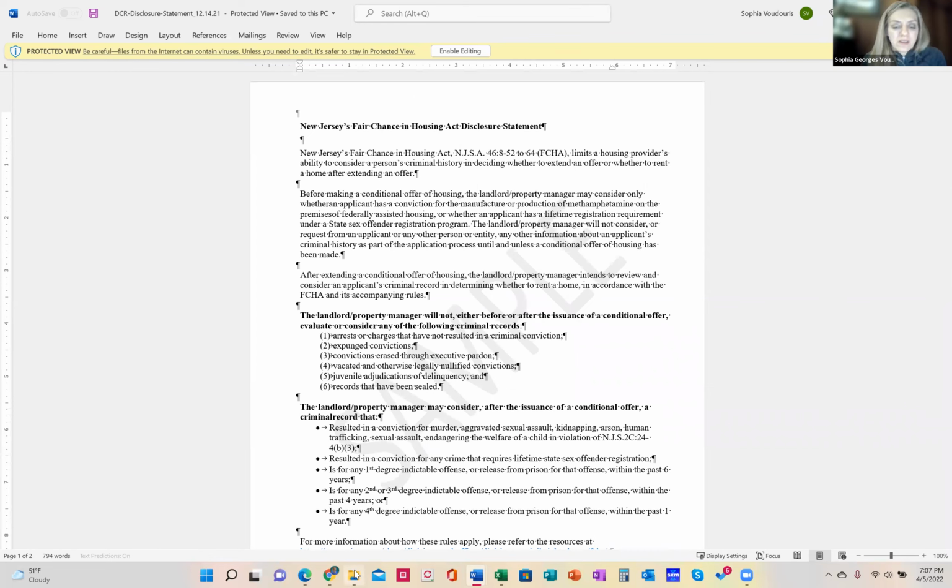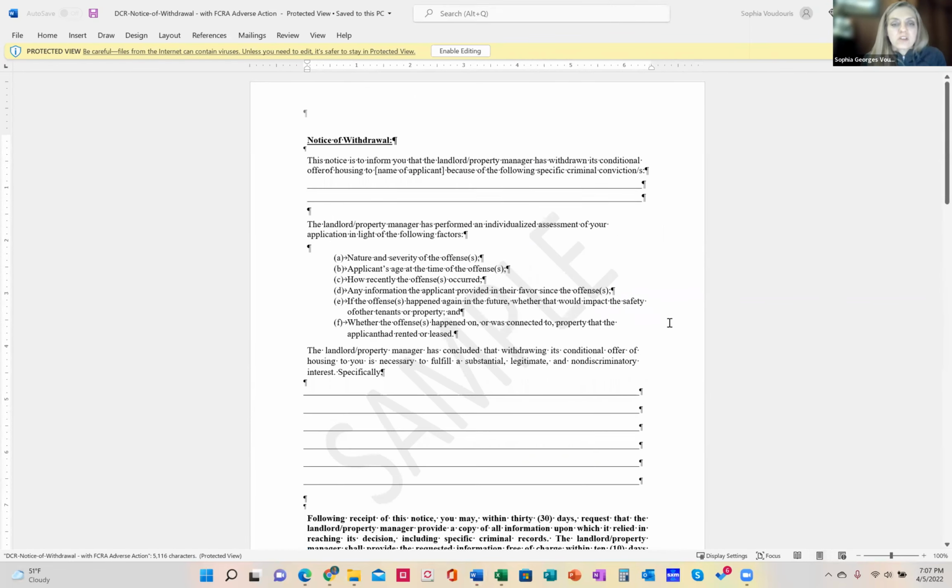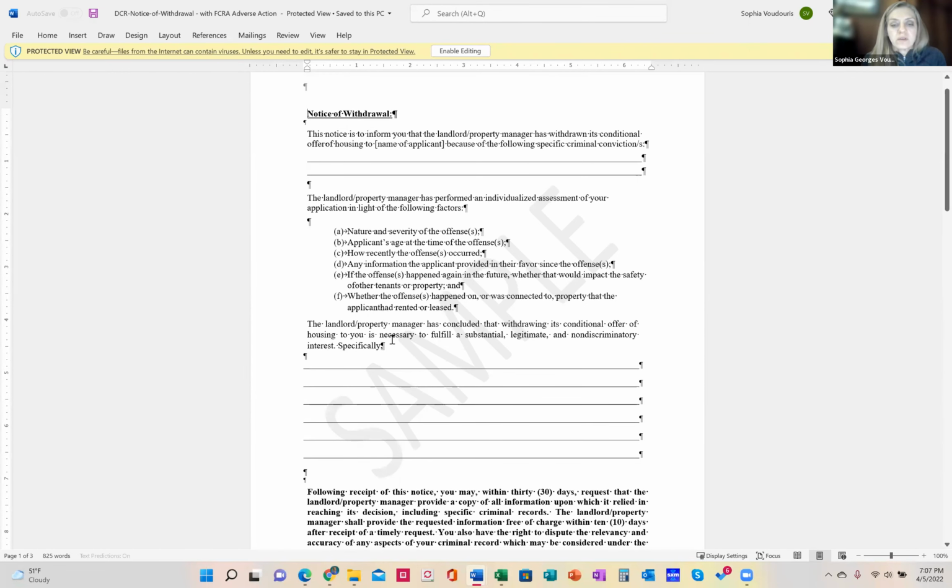All right. So next is the notice of withdrawal. If they gave them a conditional offer and now they want to withdraw, this is the formal way that the landlord is going to withdraw. You're withdrawing it because of the following reason. Again, the landlord has concluded.